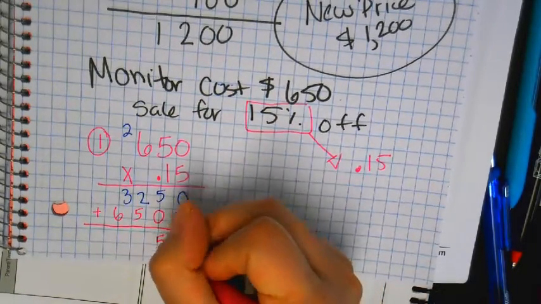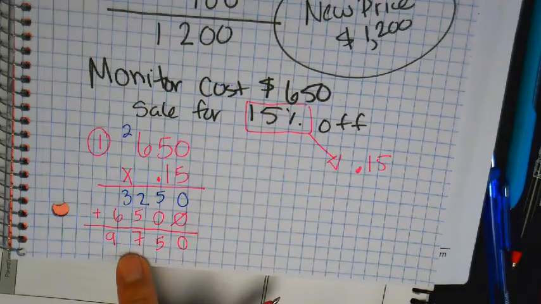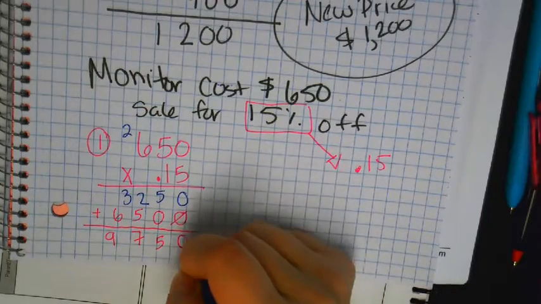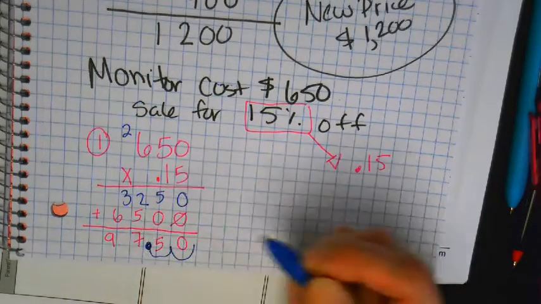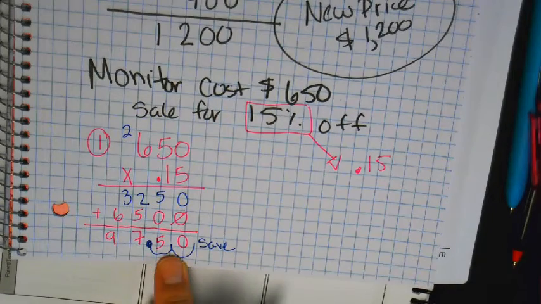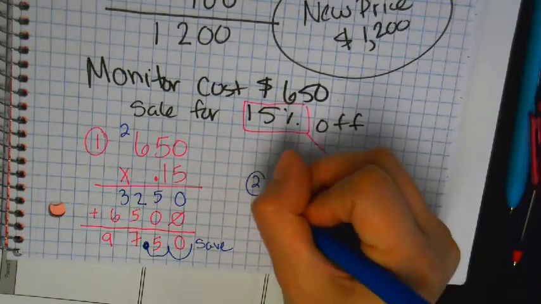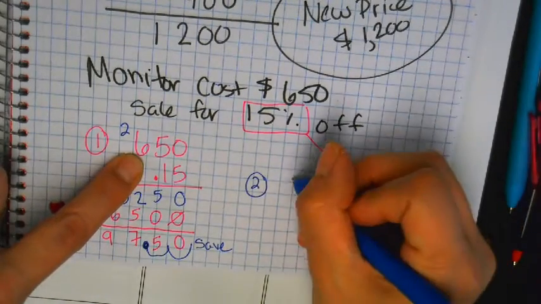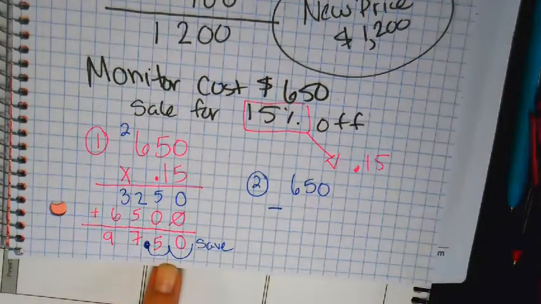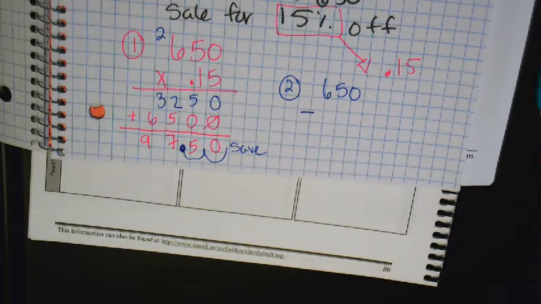0, 5, 7, 9. Am I going to save $9,000? No. $97 because I got to move my decimal 2 times. So you're going to save $97.50. But how much are you going to pay? What's my second step? Subtract 650 minus 97.50. Now where do I write the 97.50? How do I go about writing it in the right spot?